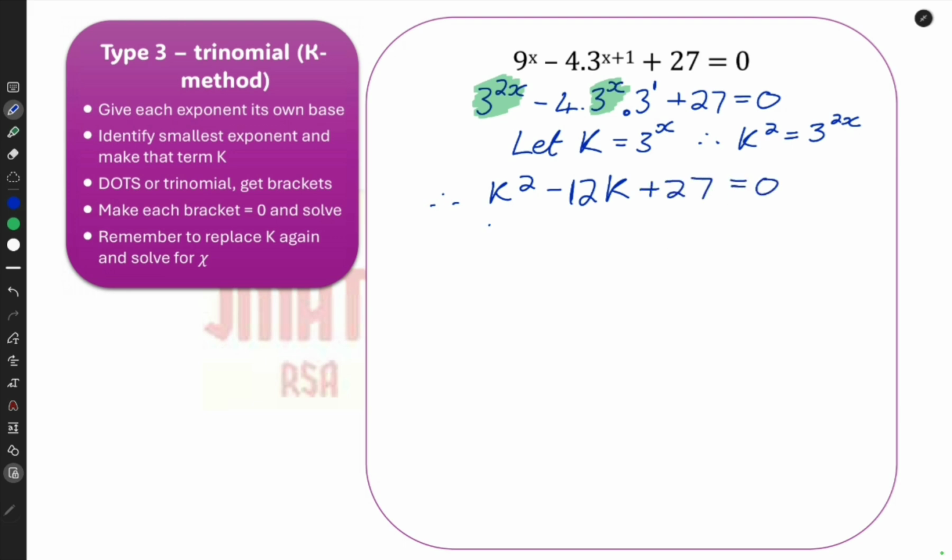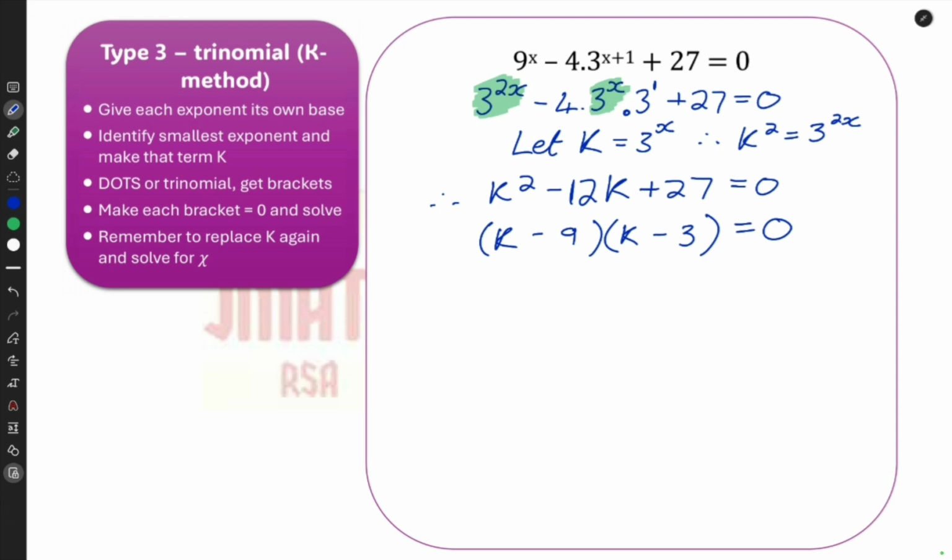Now trinomials. Okay, two brackets. I know this must just be k and k. I need to look at the factors of 27. So that is going to be 3 times 9. I'm going to say the 9 there, the 3 there. How do I know it's minuses? My trinomial started with a minus and ended with a plus. So the brackets have the same sign. Both must be a minus.